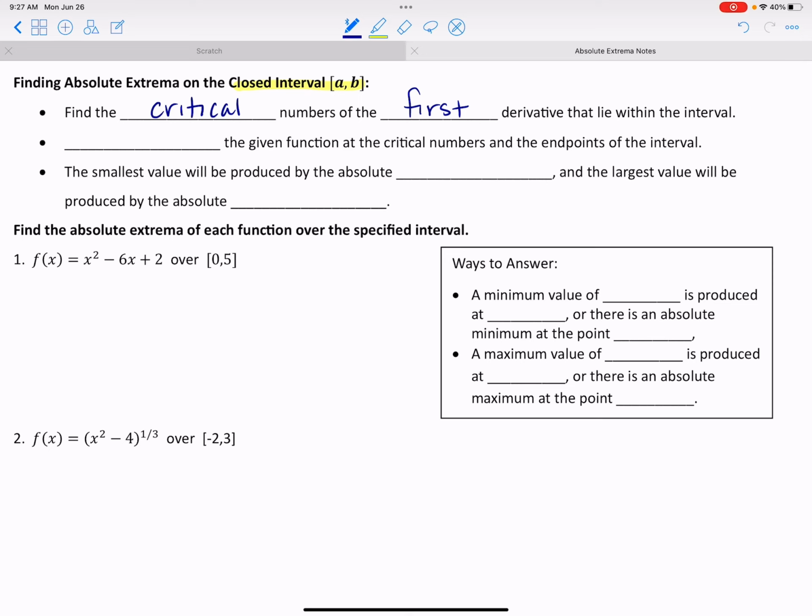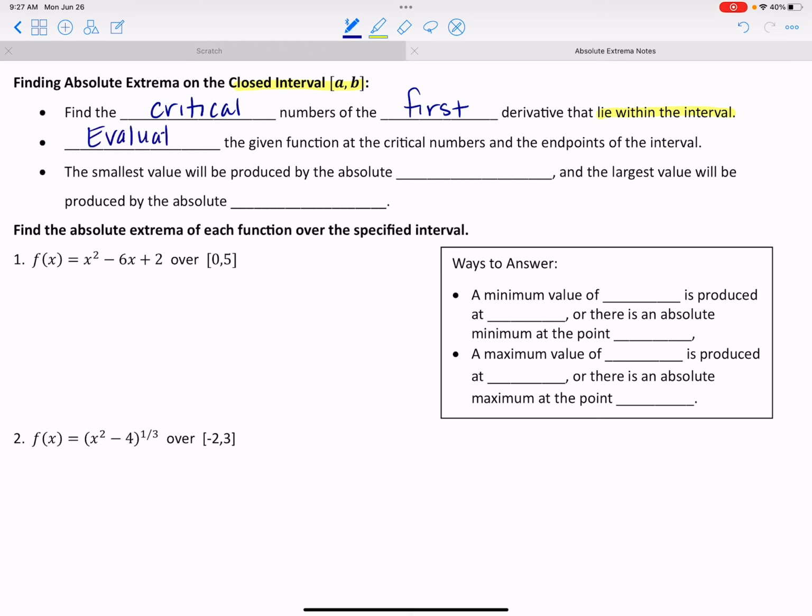If we can find the critical numbers of the first derivative, then we will be able to locate our relative maxes and mins, but we want to make sure that when we identify those, we're only looking at the ones that lie in the interval. So if we have a critical number that's outside of the interval we're looking at, it does not apply to our problem. And then we want to evaluate our function.